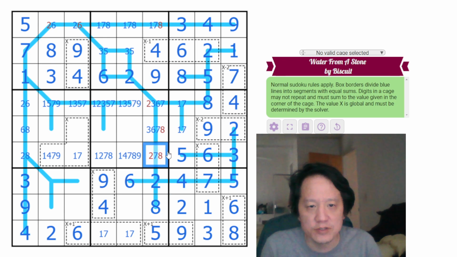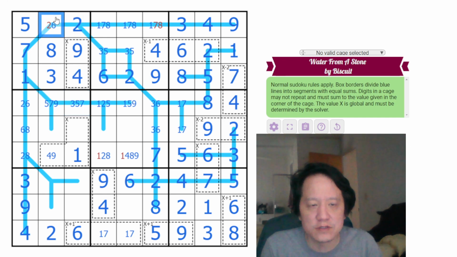So this is 3, 6, 7. So this is 7. This is 3 and 6. No 3, no 7. This has to be a 1. No 1, 7. This can't be 1. This is 2. This is 6. This is 1. It could be 3 and 9 or 4 and 8. So it cannot be 8. So this is 3 and 9.